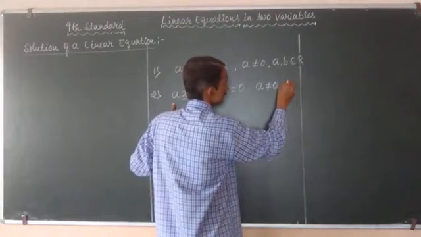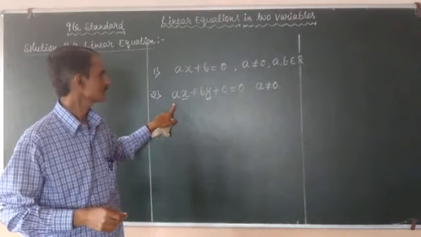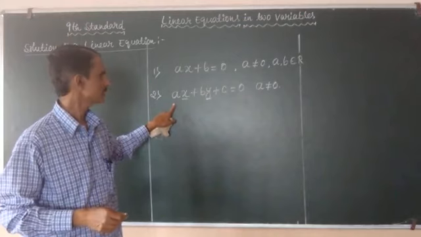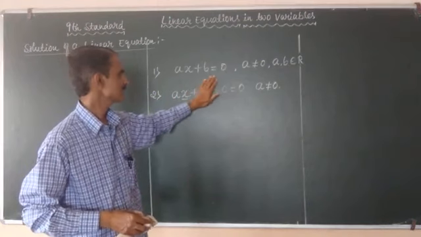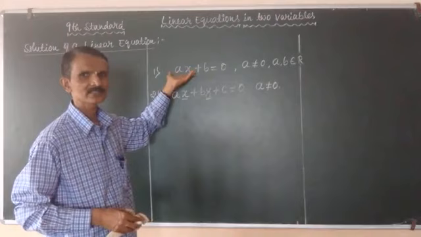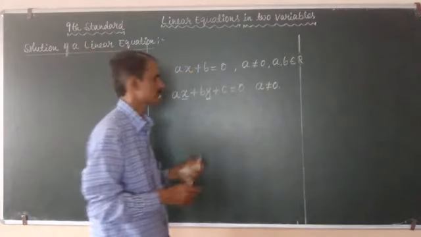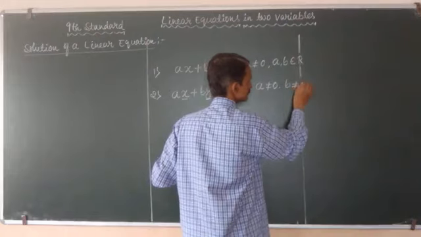Similarly, if a equals 0, this part will become 0 and this equation will be converted to a linear equation in one variable. So a should not be equal to 0 and also b should not be equal to 0.